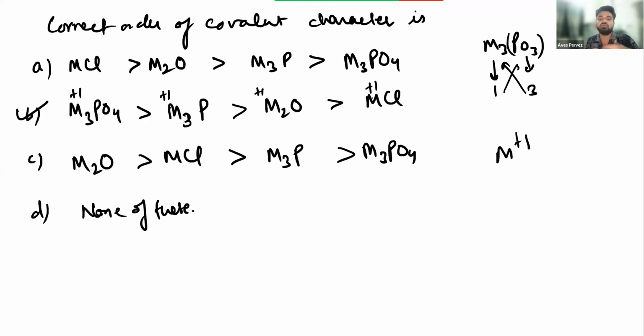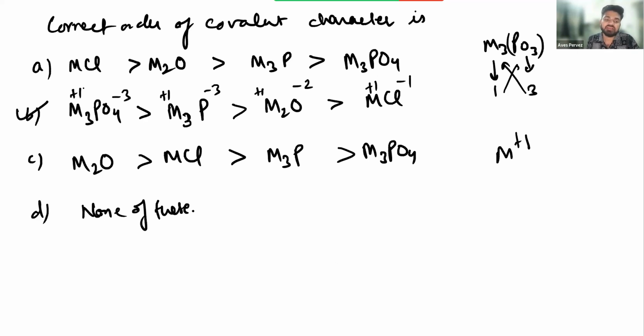If M has the same charge, then we discuss the other element. This is going to have a -3 charge, this is also -3, this is -2, and this is -1. Now you know that for those elements that have a larger product of cation and anion charges, the polarization power is greater, and the covalent character will be more.